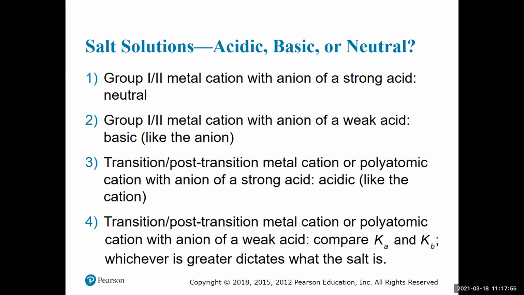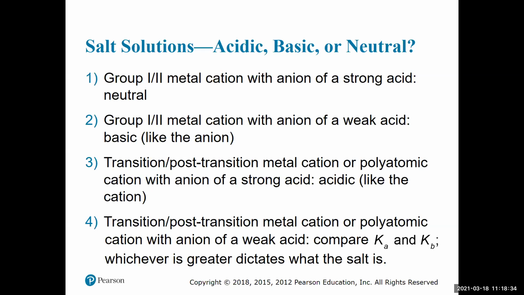The third one we're looking at, we have the transition, post-transition metal cations or polyatomic cation with anion of a strong acid. Well, the anion of a strong acid, once again, that's going to be neutral, right? We said that. But we have said those transition, post-transition metal cations have some degree of acidity, right? Now, from our table that we saw, it varies based on what the cation is, but they all had some. And so that would be acidic.